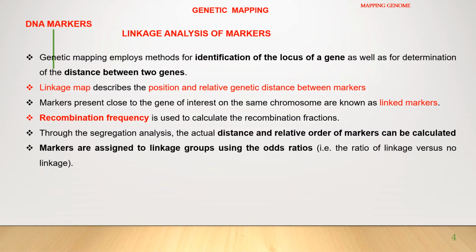The principle is same as discussed in earlier session. Linkage disequilibrium. Markers closely linked to gene are inherited together. The recombinant frequency is calculated and the markers are assigned to linkage groups using the LOD score.